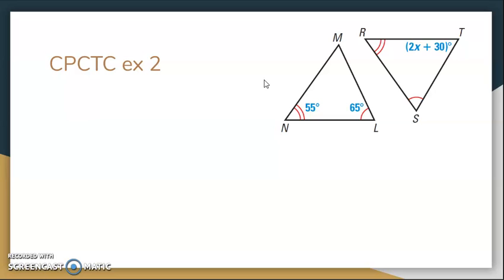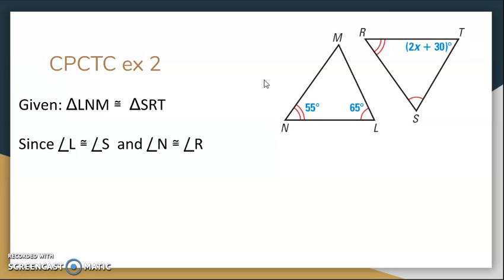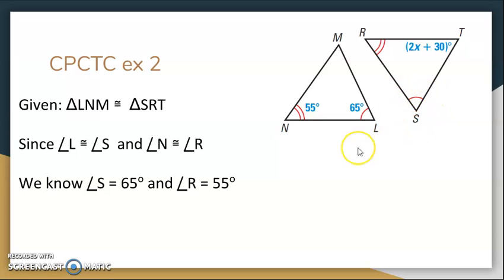Another example using more algebra has these two triangles congruent. Go ahead and take a moment on your own to see if you can find x. Alright, knowing that triangle LMN is congruent to triangle SRT, we also know that L is congruent to S and N is congruent to R, marked by the single marks here and the double marks here. Therefore, we know that S has to be 65 and R has to be 55. So I'll mark those in my picture.